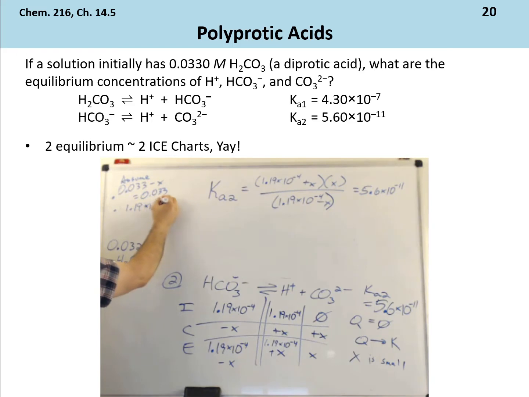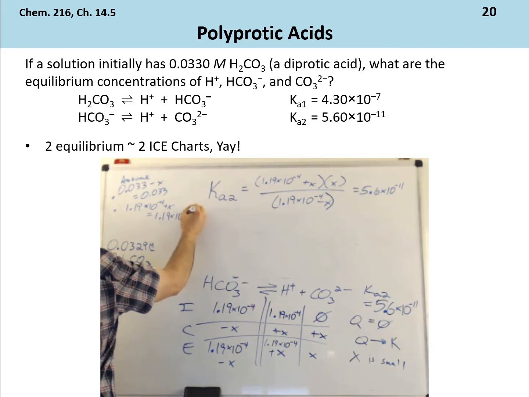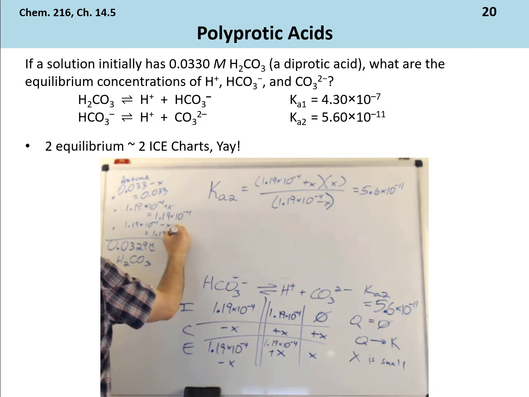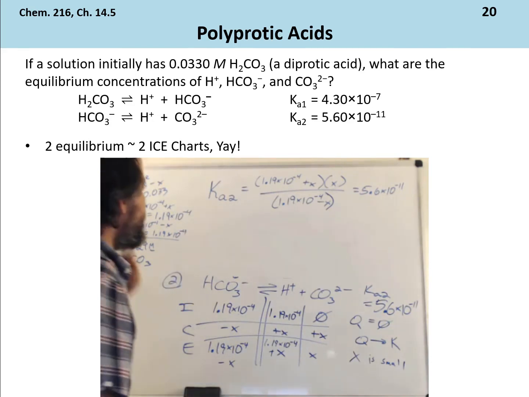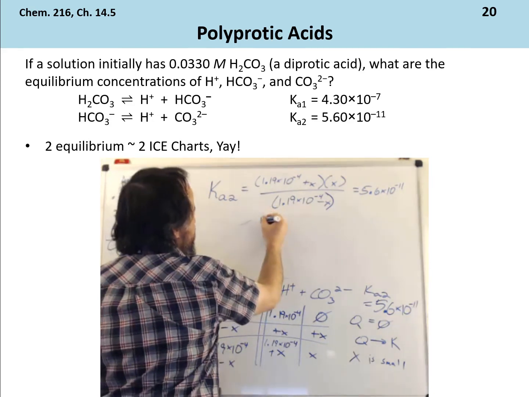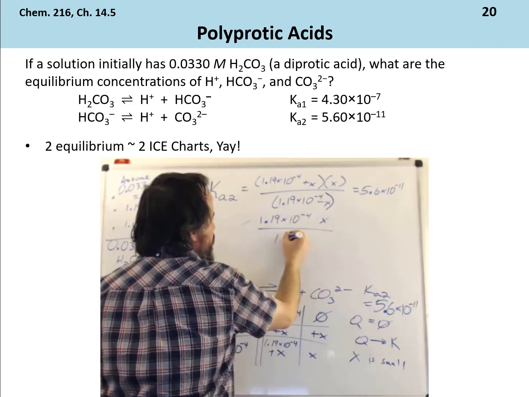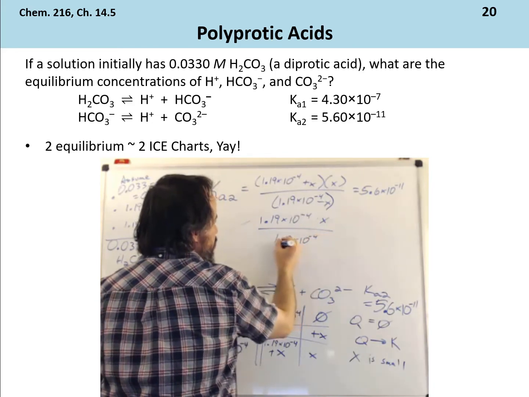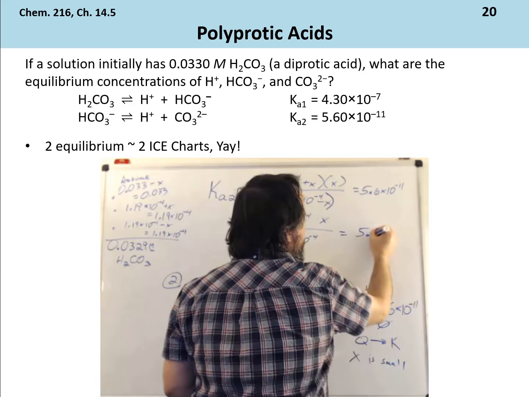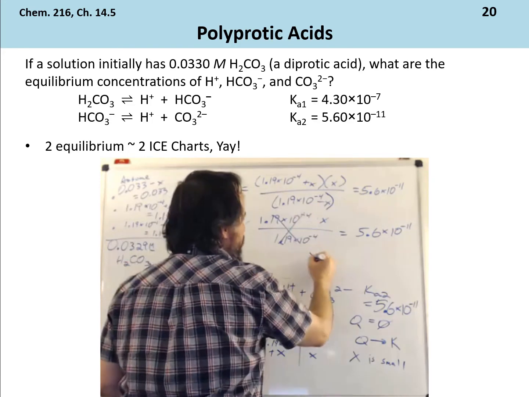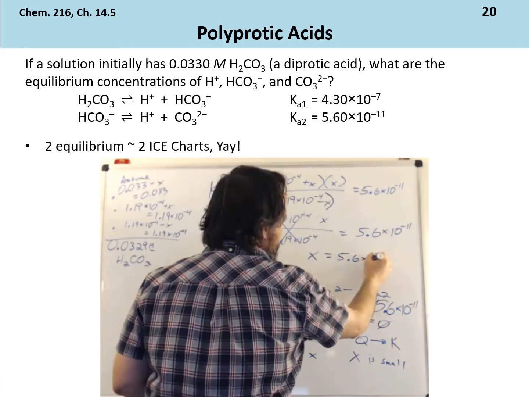That this plus X is just equal to 1.19 times 10 to the negative 4. And that 1.19 times 10 to the negative 4 minus X is equal to 1.19 times 10 to the negative 4. Okay? All right, so if I do that, this becomes a lot simpler. So it's 1.19 times 10 to the minus 4 times X over 1.19 times 10 to the negative 4 equals 5.6 times 10 to the negative 11. Oh man, these are the same numbers. They just cancel out. So X equals 5.6 times 10 to the negative 11.